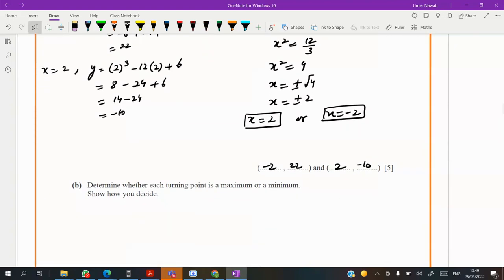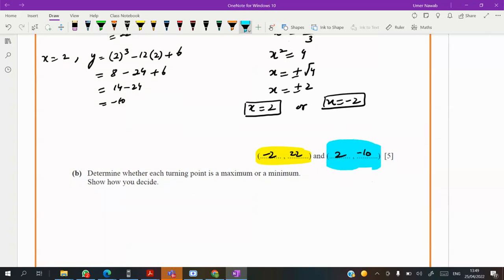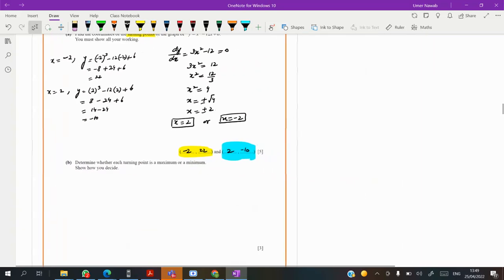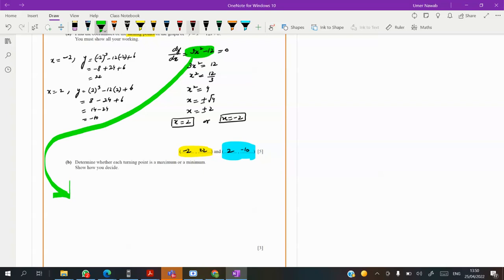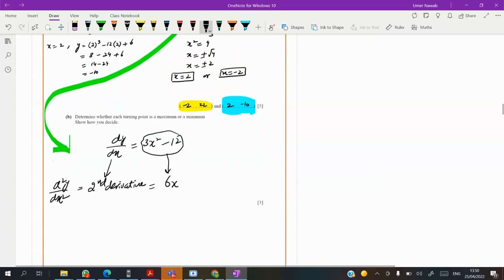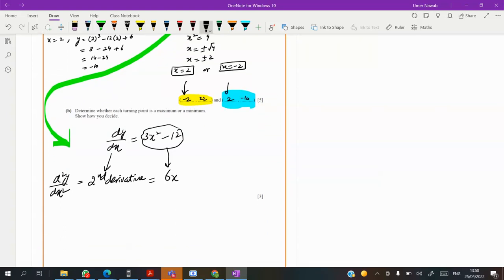Again, we want to find the nature of these 2 points, whether they are maximum or minimum. So what we need to do, we need to bring the dy by dx down. What was our dy by dx? This was our dy by dx. Bring it down. So this is 3x squared minus 12. Take the second derivative, which is represented as d squared y over dx squared if you want to write it. The most important thing is how do you get the second derivative? This is 6x.